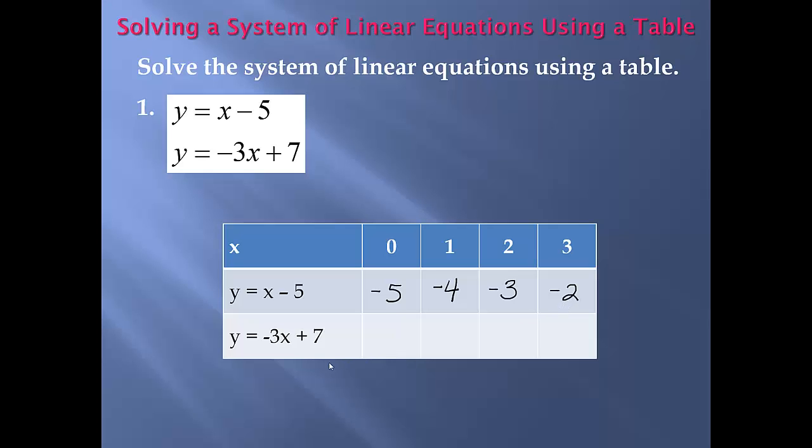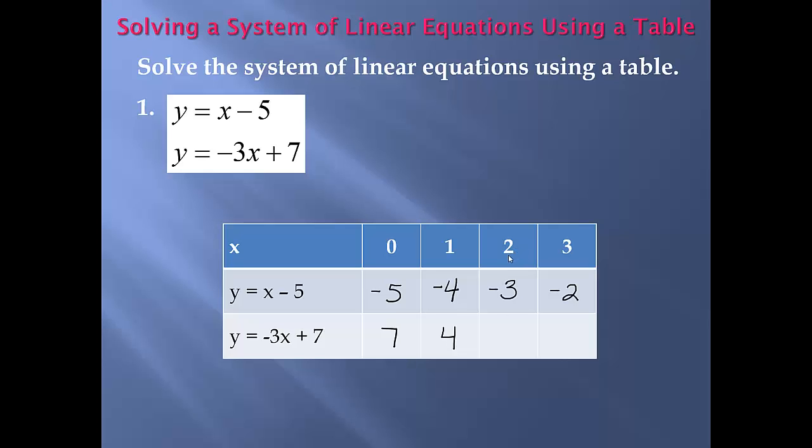Now I'm going to do the same thing for my second equation, y equals negative 3x plus 7. So if x equals 0, I have negative 3 times 0, which is 0, plus 7 is 7. So y equals 7, and my ordered pair is 0, 7. Next I have that x equals 1. So negative 3 times 1 is negative 3, plus 7 is 4. So y equals 4, and my ordered pair is 1, 4.